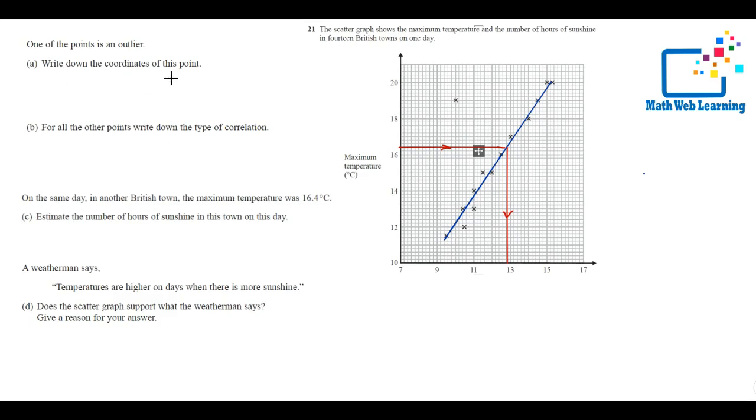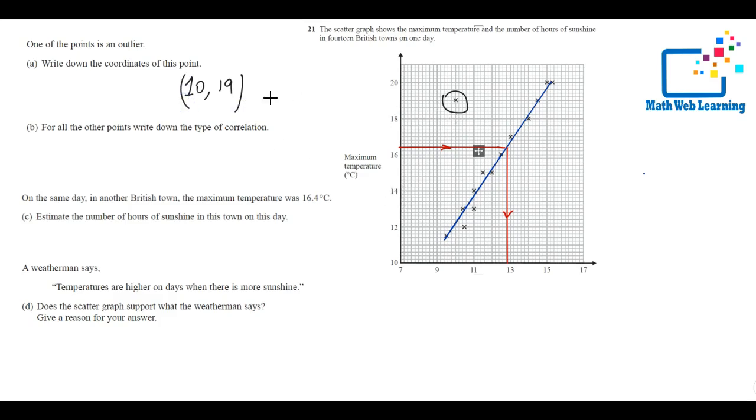Write down the coordinates of this point. Hang on, let's go back. One of the points is an outlier. Now the outlier is that one. An outlier is defined by a point which is far away from the line of best fit, like this one here. So that point has a coordinate of 10 across and 19 up. 10 across, 19 on the vertical. So that's the answer for that one.